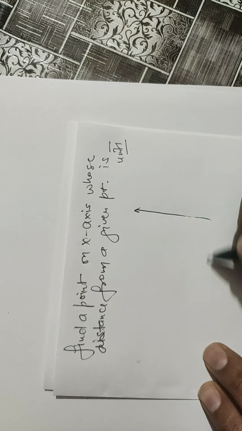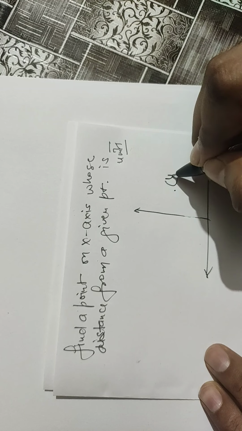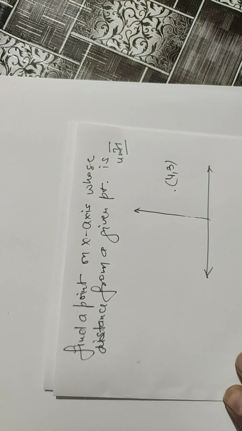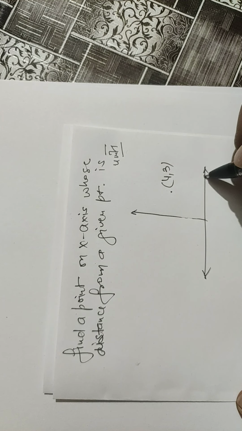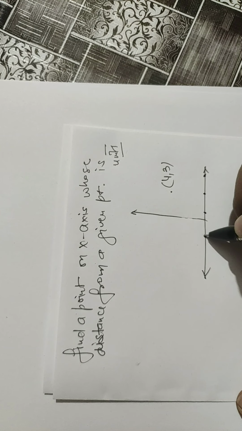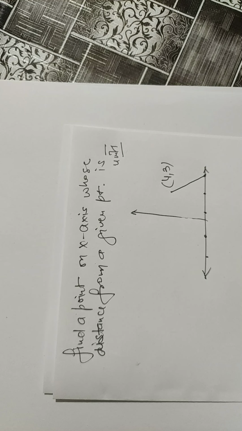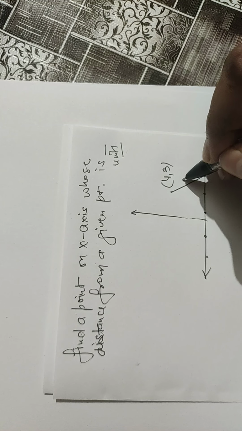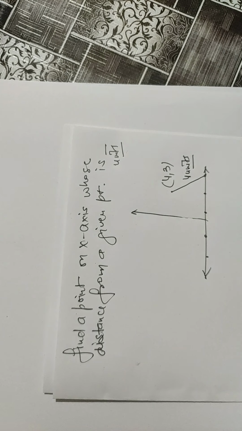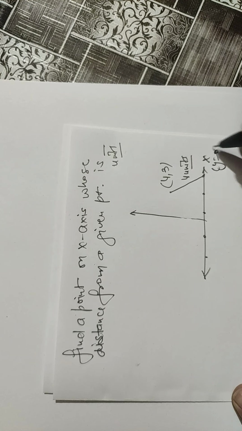For example, we are taking the point (4, 3). The point is given as (4, 3). Find the point on the x-axis, maybe anywhere, whose distance from it is given. Suppose it is given as 4 units. We are just taking an example. So first of all, as you know, on the x-axis the value of the y coordinate is 0.